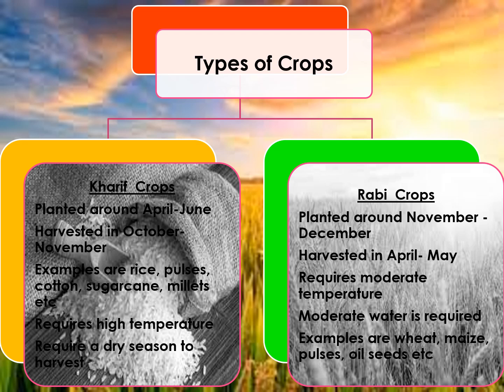Rabi crops, on the other hand, are planted around November and December. They are harvested in April and May, and require moderate temperature like 15 to 35 degrees Celsius for their growth and harvest. Moderate water is required, and prominent examples are wheat, maize, pulses, oilseeds, etc.